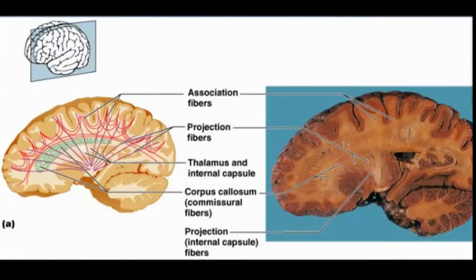Here we can see some of the fiber tracts, the wiring. We've got wiring going between different sections here. We've got long distance communication between the front and the back. The green ones are going side to side, connecting the two hemispheres of the brain. This is called the corpus callosum here.